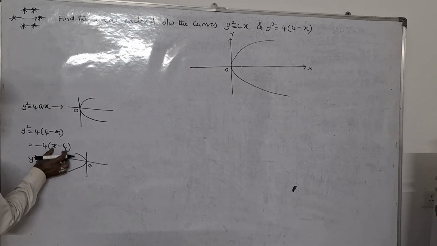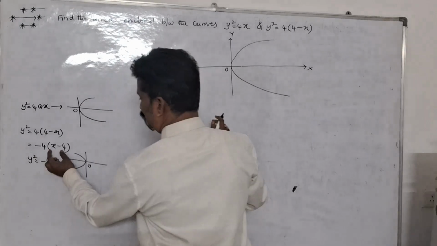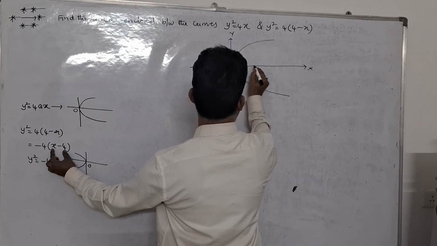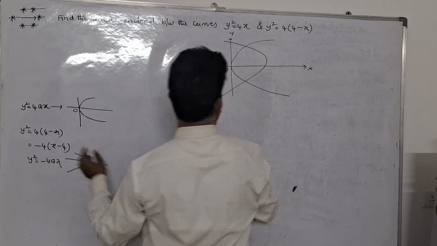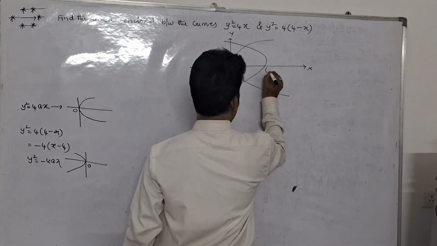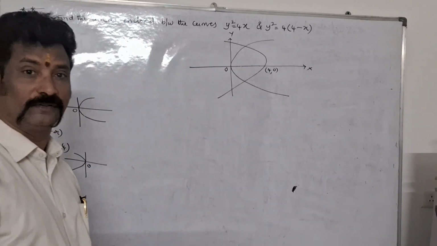Since x minus 4 is there, the curve intersects like this. This one is x minus 4: 0, 1, 2, 3, 4. Just like this. Understood? So this point is 4 comma 0. I repeat.